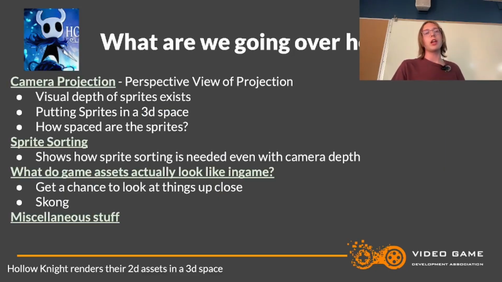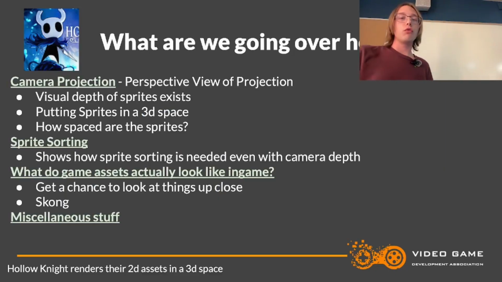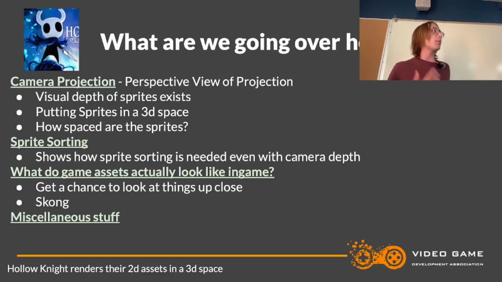So what are we going over here? First thing we're going to look at is camera projection. Look at how visual depth of sprites happens within Unity, putting them in a 3D space, and also how spaced are they actually within Unity? How far away are they from each other? Look at sprite sorting, how sorting is needed even with camera depth. Just one other thing, what do game assets actually look like within the game? We're going to look at things up close, which is awesome.